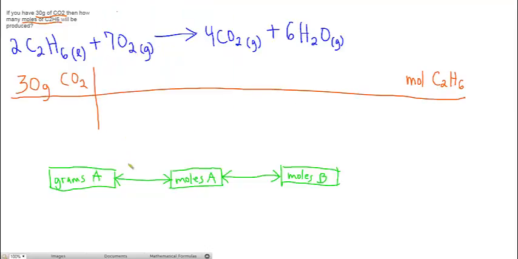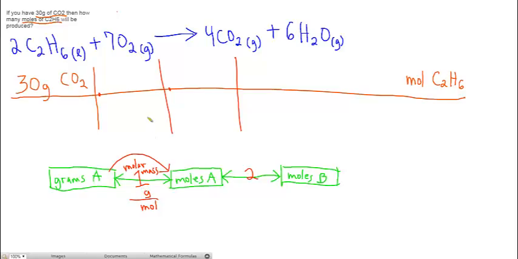How many conversions do we have? How many arrows do we have? 1, 2. 2 arrows, 2 conversions. This will be our first conversion. This will be our second conversion. What is our first conversion? Our first conversion is going from grams of A to moles of A. This is using the molar mass. So we're going to have some kind of ratio of grams per mole or moles per gram, either way.